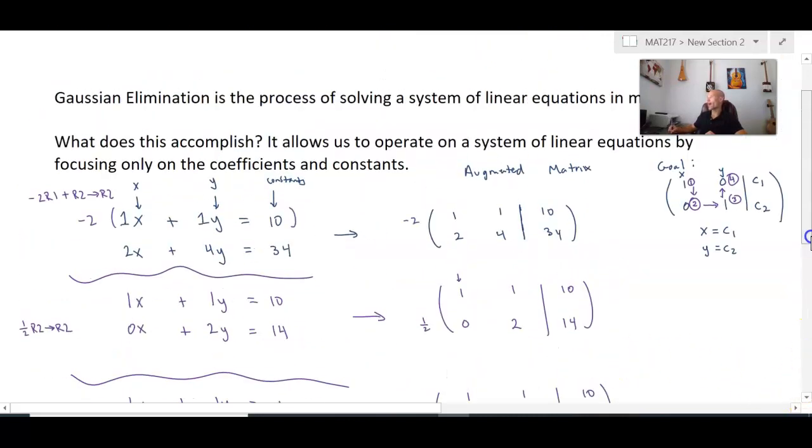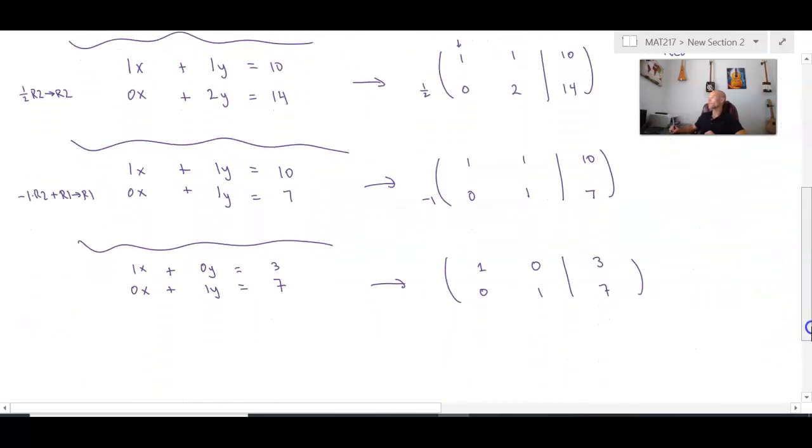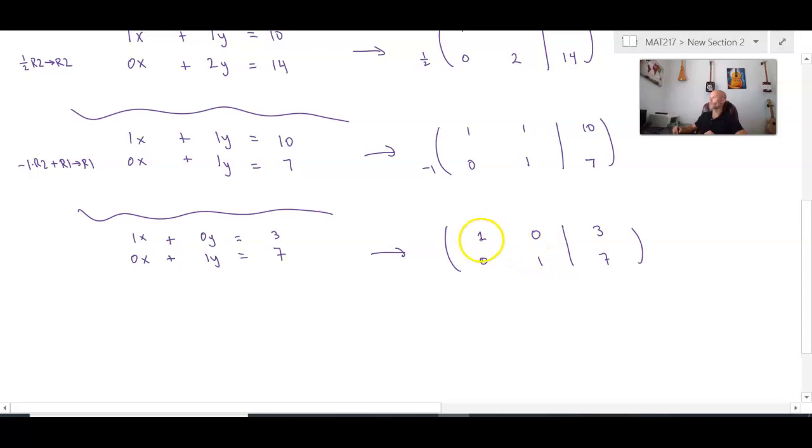And notice that we now have it in this form right here. This form is what we call the reduced row echelon form. It has what we call kind of like a triangular form. You can look up the definition of the word echelon, but this is what we call the reduced row echelon form, or sometimes abbreviated RREF. And what we're seeking to do to solve a system is to get it into this form.